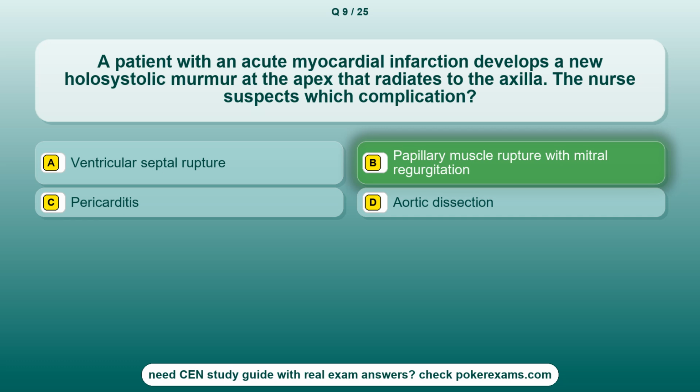The correct answer is option B. Papillary muscle rupture with mitral regurgitation.